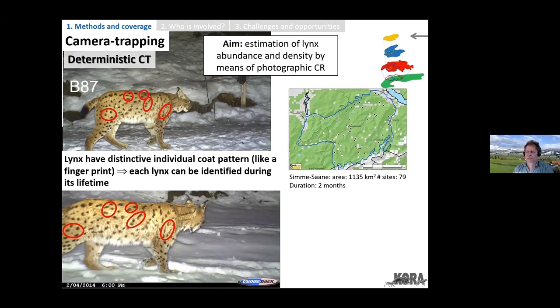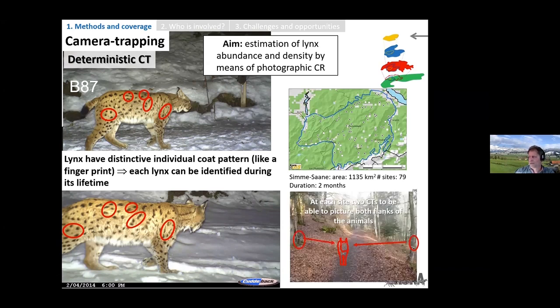And so what we do, we have so far conducted surveys in 10 reference areas. We have 16 management compartments in Switzerland, and we have now sampled 10 of them. Just to give you an idea, this is the management compartment Simme-Saane. It's about 1,200 square kilometers. We have 79 sites, and we sampled the area for a duration of 2 months. We set 2 camera traps at each site to picture both flanks of each lynx because the coat pattern is not symmetrical.